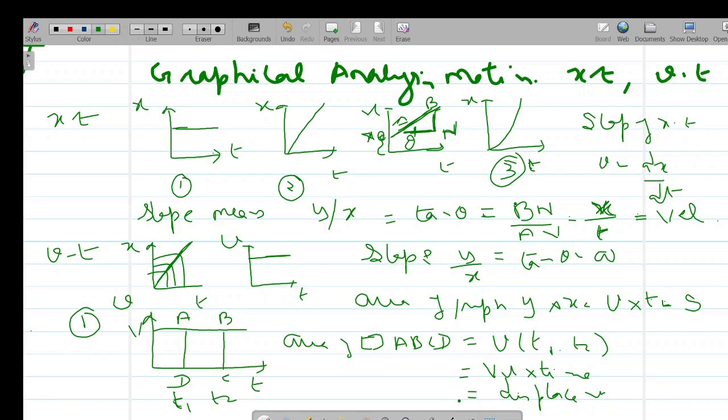Now we will discuss how we can use the v-t graph to find the acceleration. Suppose I draw a v-t graph something like this.